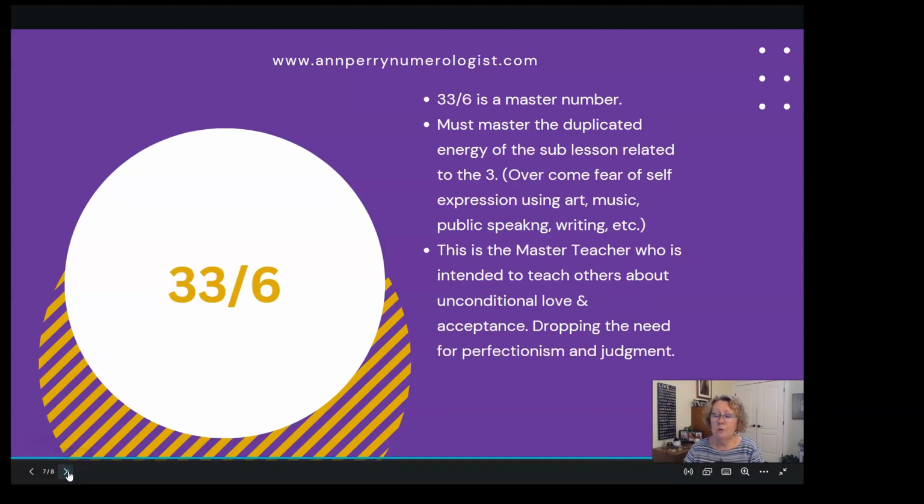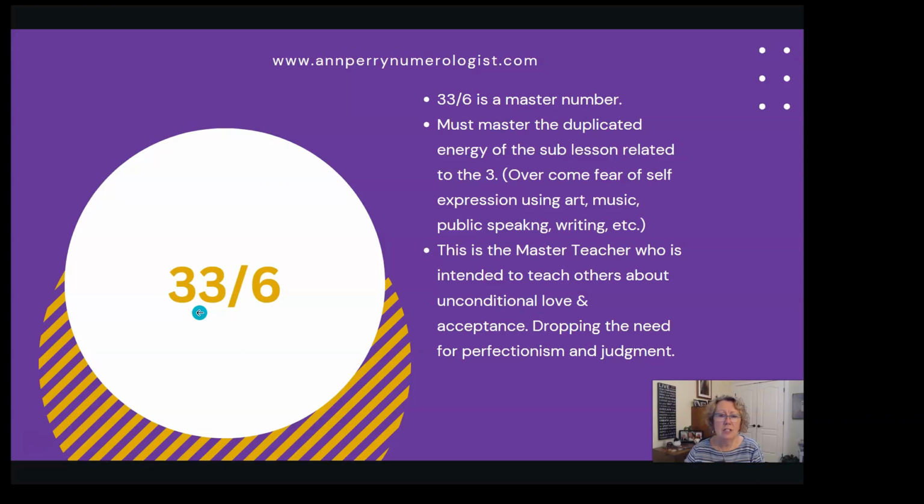Now we're going to look at the 33-6, which of course is a master number. How do we know it's a master number? Because anytime we have a number that duplicates itself, it says that we are mastering the vibration of that number. It does not mean that we are a master of anything. It says we agreed to come in and master the duplicated energy. So in this case, they have to master the duplicated energy of the sub-lesson related to the number 3. This is overcoming a fear of self-expression using art or possibly music, maybe public speaking, writing, etc. Anything related to expressing yourself.